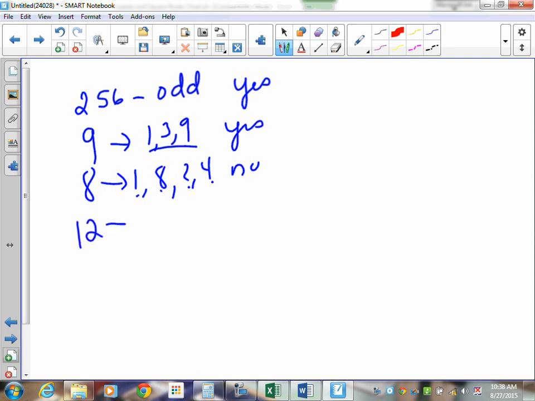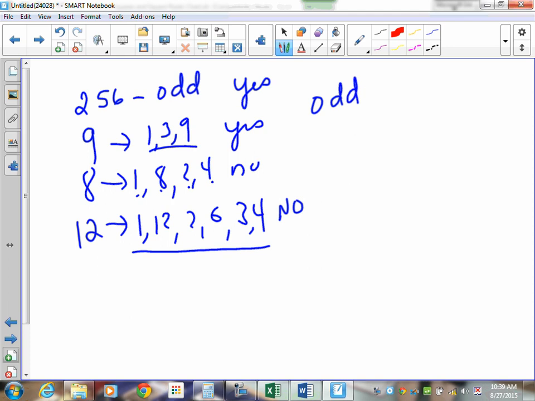12. 12 has 1 and 12, 2 and 6, and 3 and 4. Is this a perfect square? The answer is no. Why? Because it has 1, 2, 3, 4, 5, 6 factors, which is even, so this is no. So if it has an odd number of factors, it will be perfect. If it has an even number of factors, it will be non-perfect.